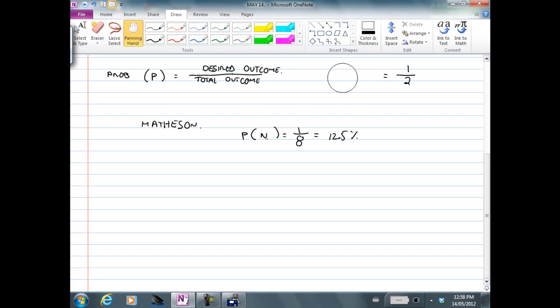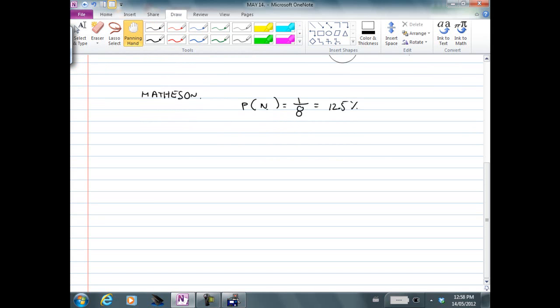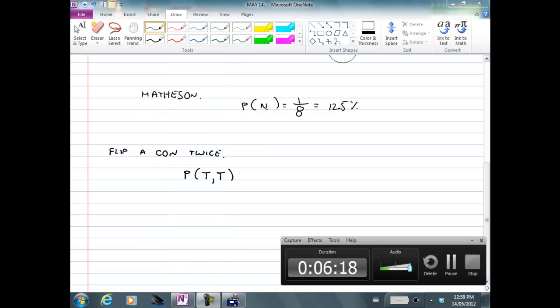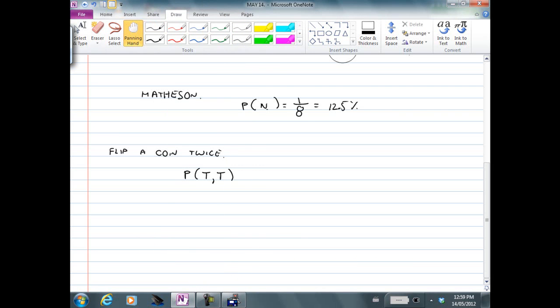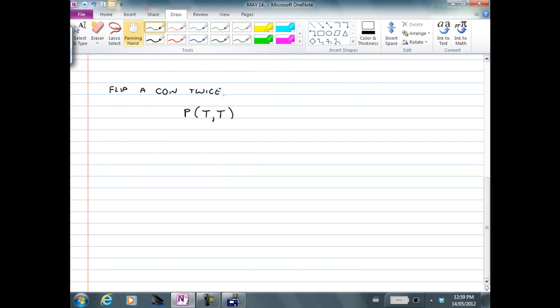Now, a few key things you need to know about this. What if I flip a coin twice? You're going to flip a coin twice. What's the probability that you get this? You get a tails, and then you get a tail. I'm going to pause it and let you try this on your own. We're going to show you 3 techniques that work with this. Okay. So how do you solve this? How do we solve this?